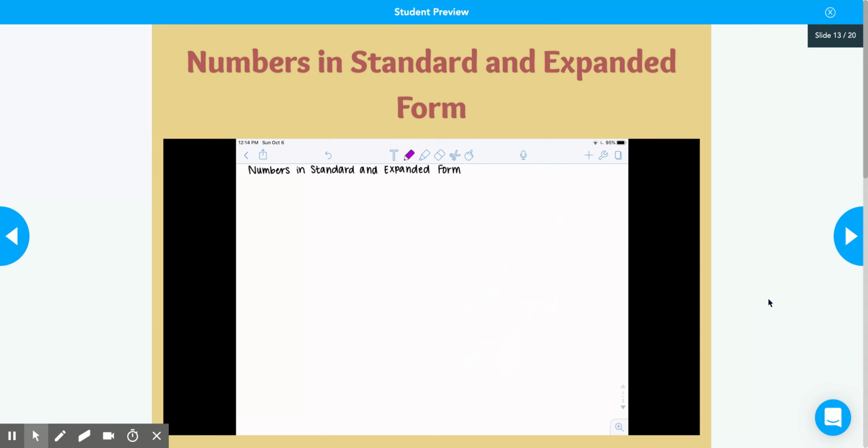Now we're going to do the opposite of putting a number in expanded form into standard form. This way is a bit easier than the other one, and we explained all the super details of breaking up a number earlier. So let's say we have the number 7,000 plus 300 plus 20 plus 8.